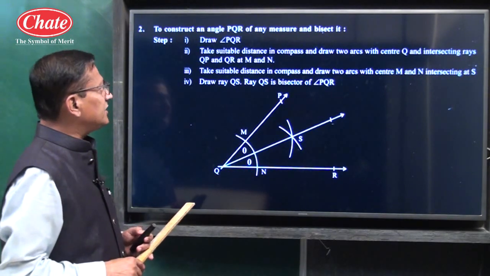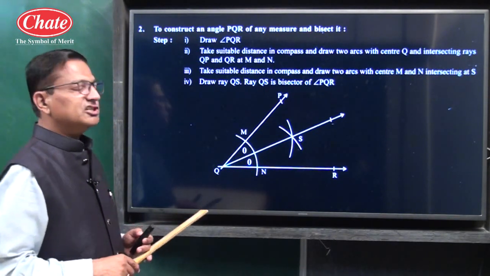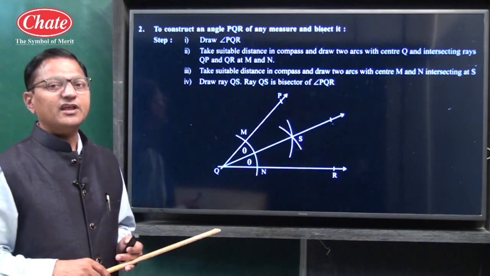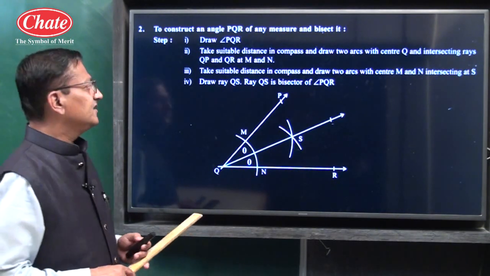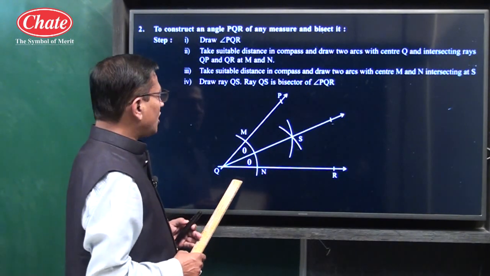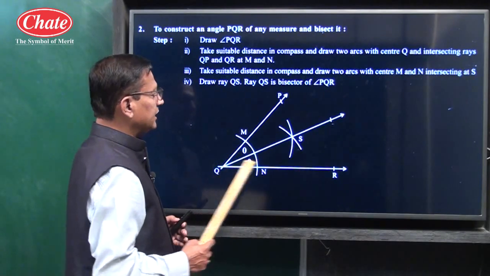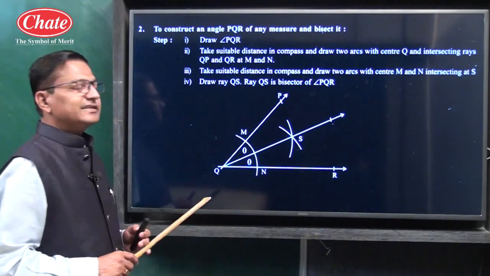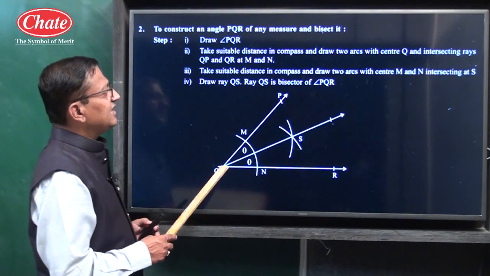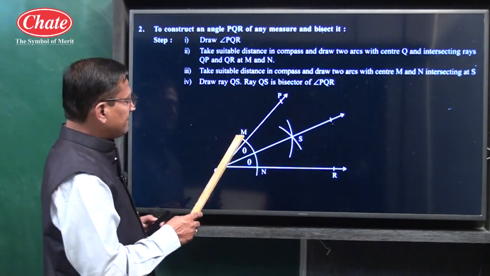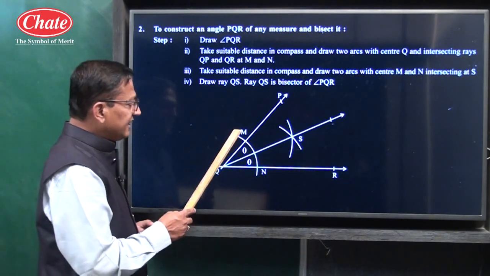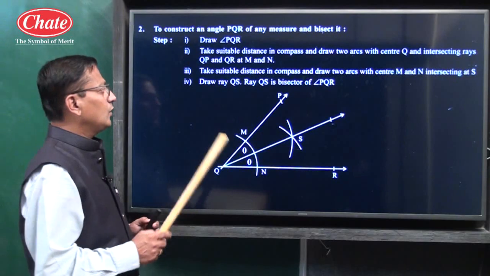Construct an angle PQR of any measure and bisect it. It means we have to draw the angle bisector. For drawing the angle bisector, first draw any angle PQR. Take a suitable distance in the compass and draw arcs intersecting side PQ and side RQ. Maybe it's 1 arc. Okay.